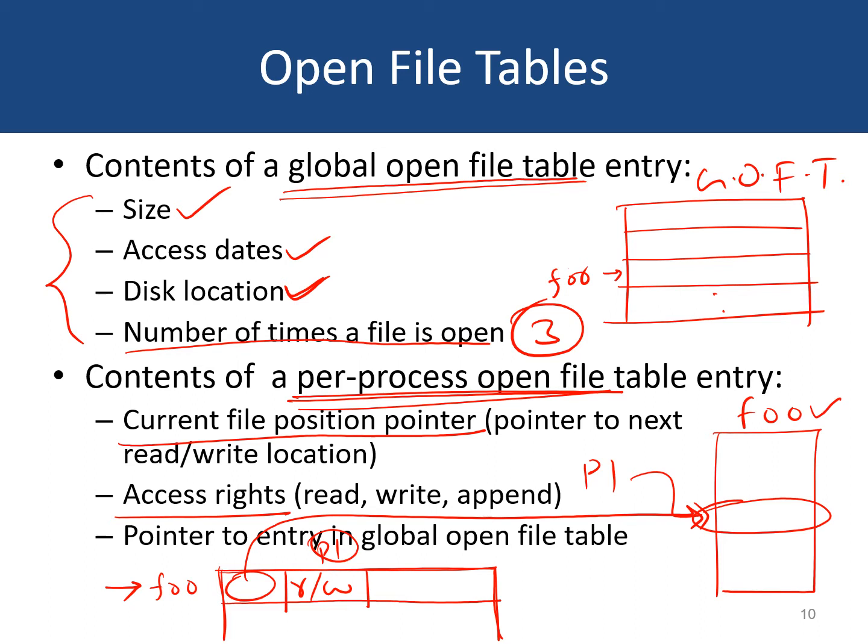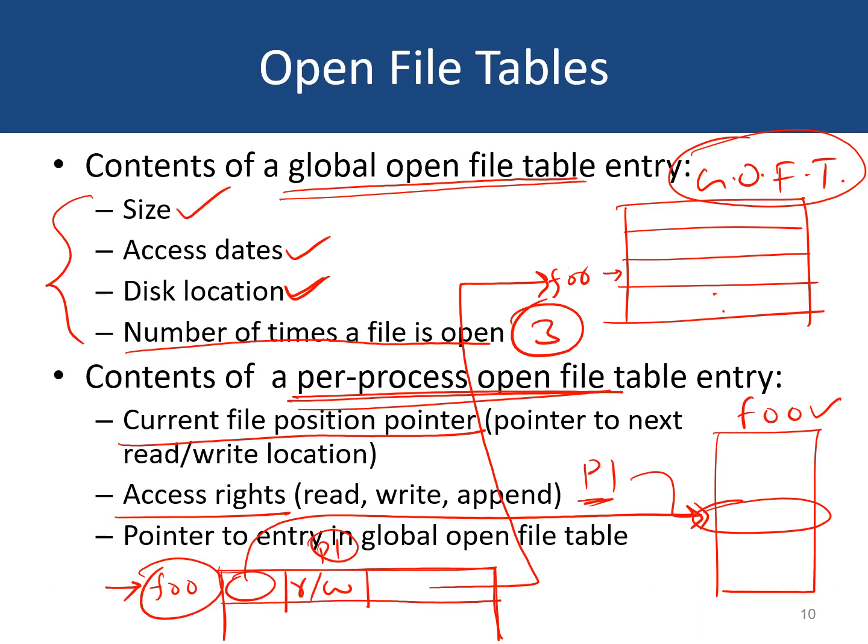So the process P1 actually needs access to this data that is stored in this global open file table, and therefore there is also a pointer stored here in this per process file table to the entry in the global open file table for foo.